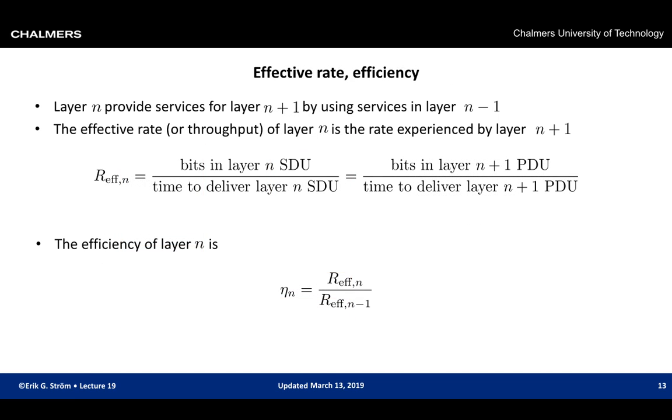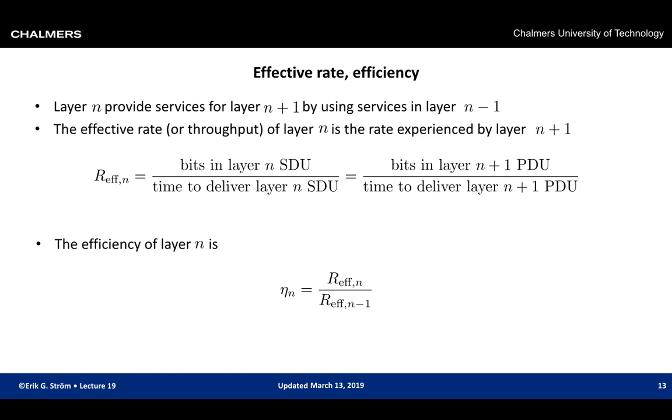Okay, now a little bit about the efficiency of layers. We'll get back to this a little bit later also. But the prime idea is that the only purpose of a layer is to provide a service. It provides a service for the layer above it, and it does that by using the services of the layer below it. So that's the principle. Then one can think about how efficient this implementation is. How efficiently do we implement this service?